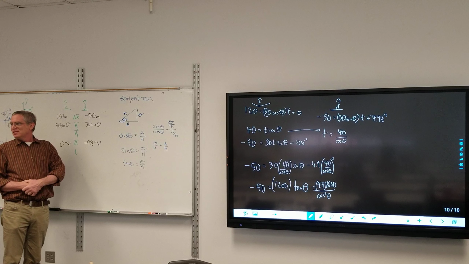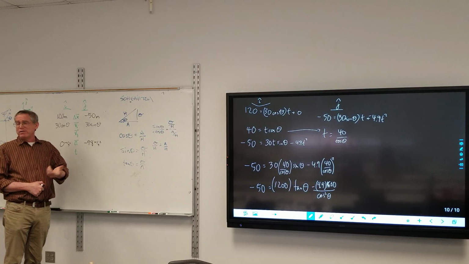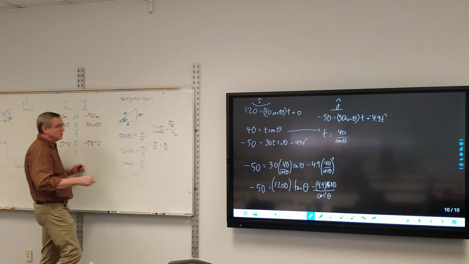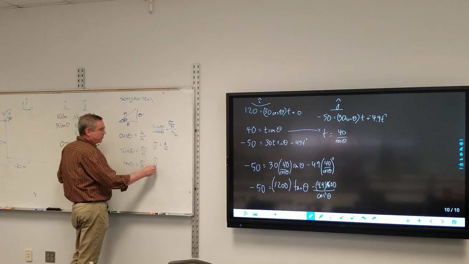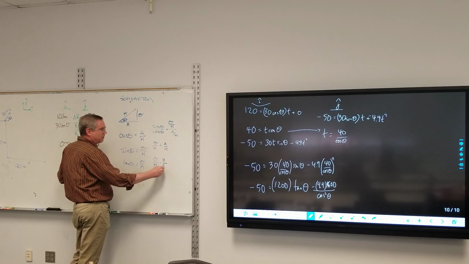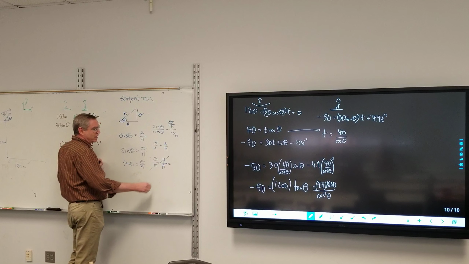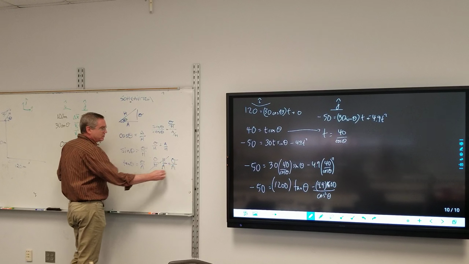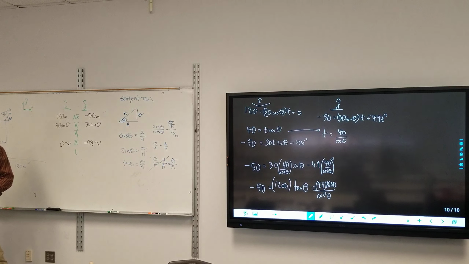Yeah. Dividing by a fraction is the same as multiplying by the reciprocal. So this is O over H times H over A. The H's cancel, I'm left with opposite over the adjacent, which is the tangent. So sine over cosine is tangent.